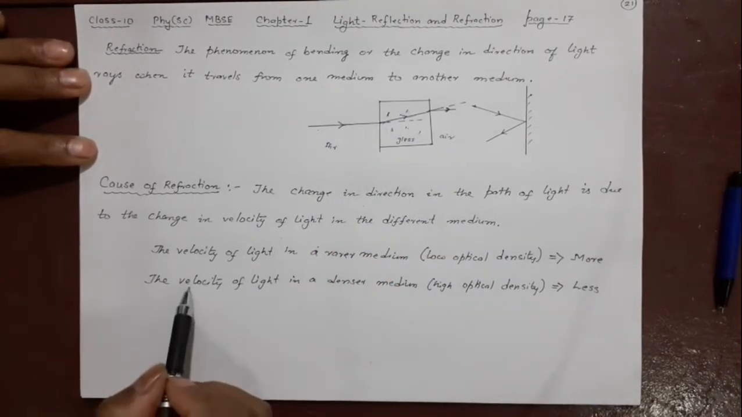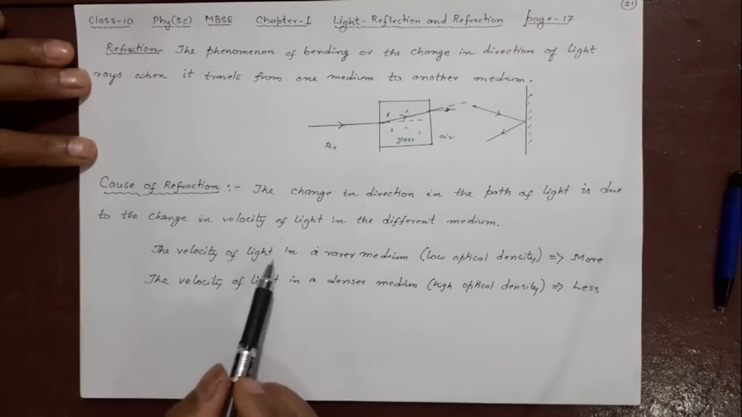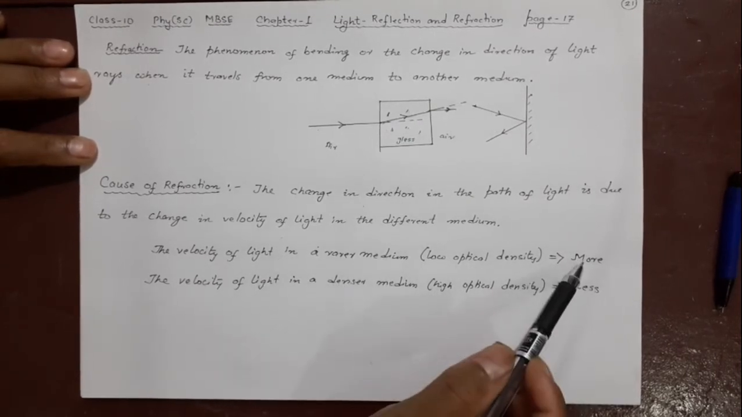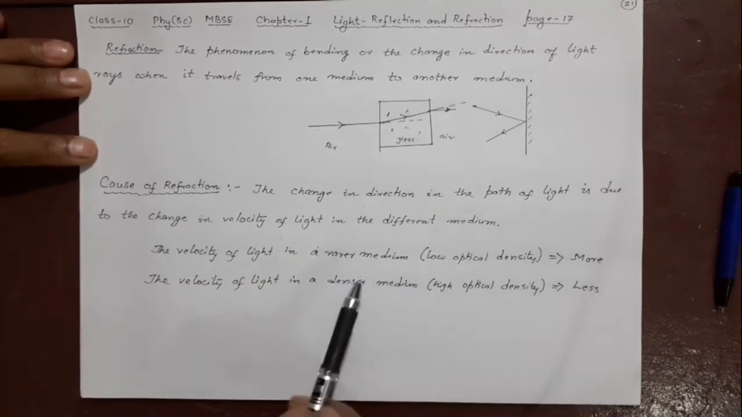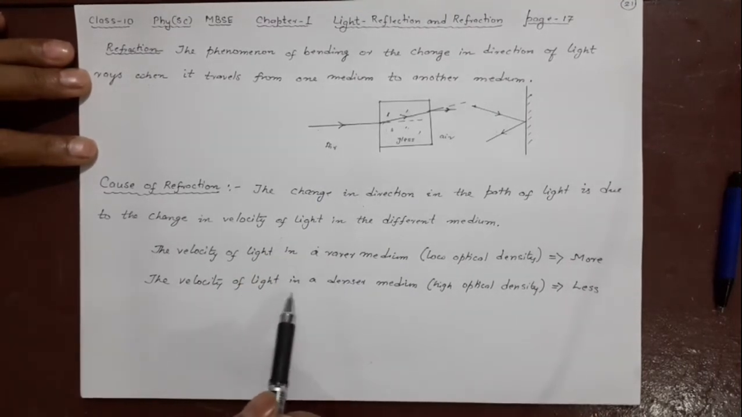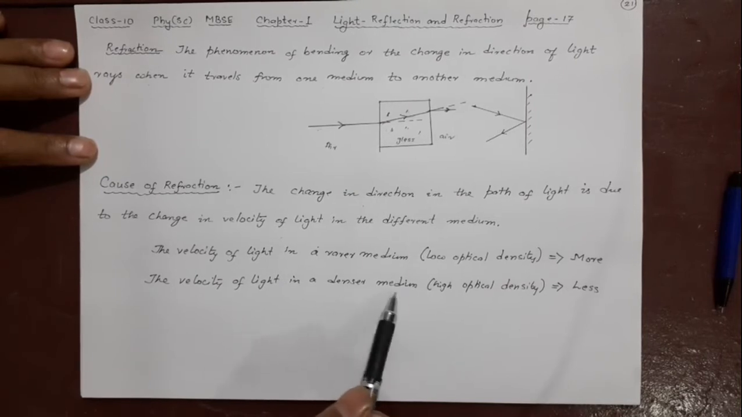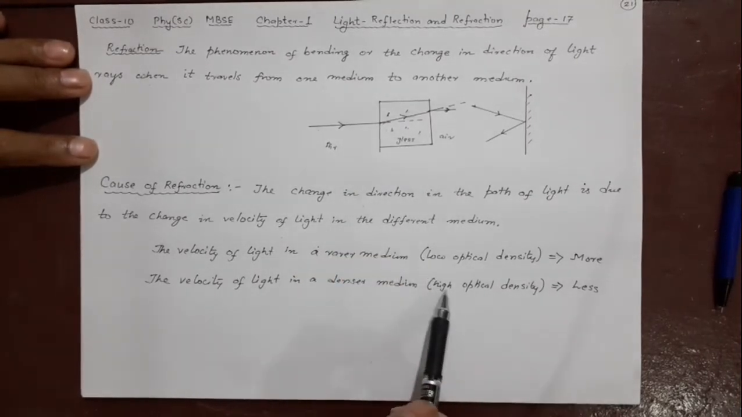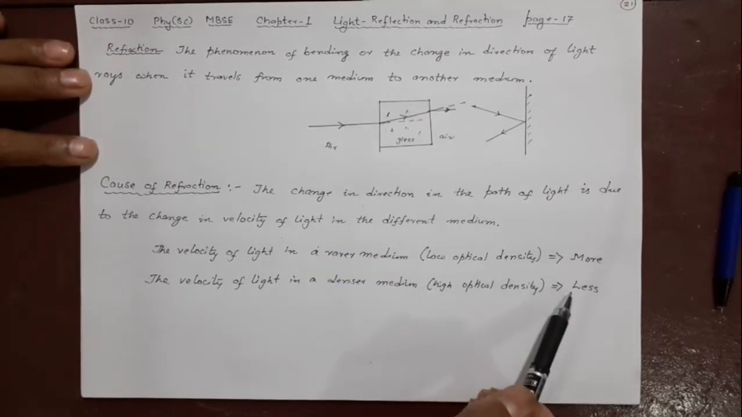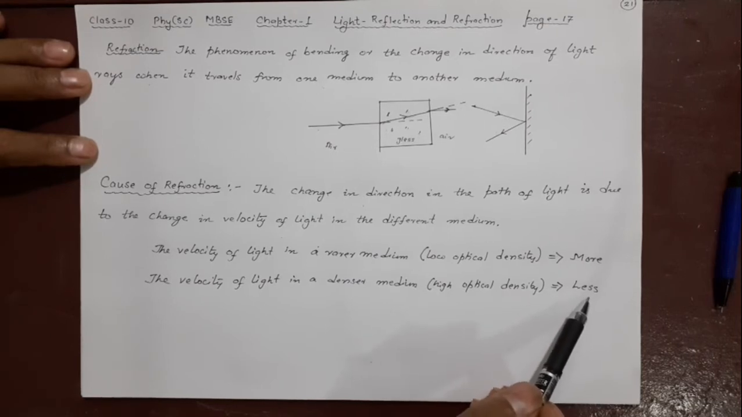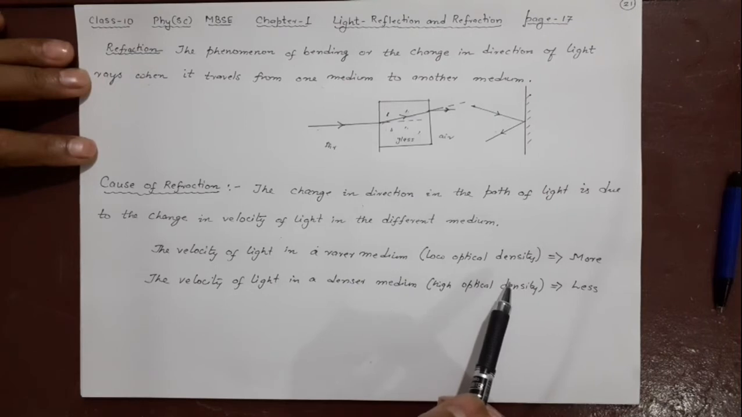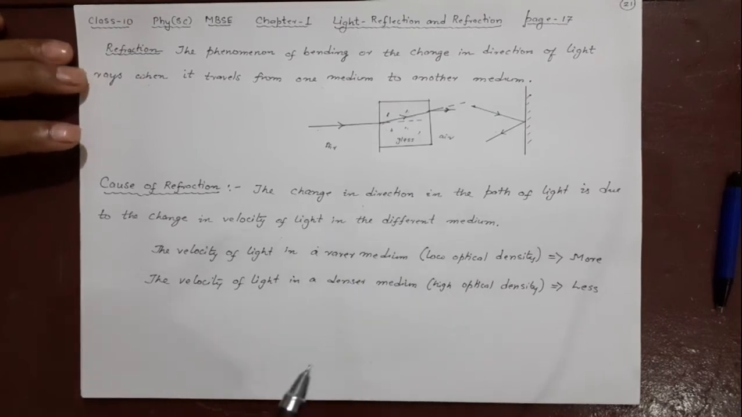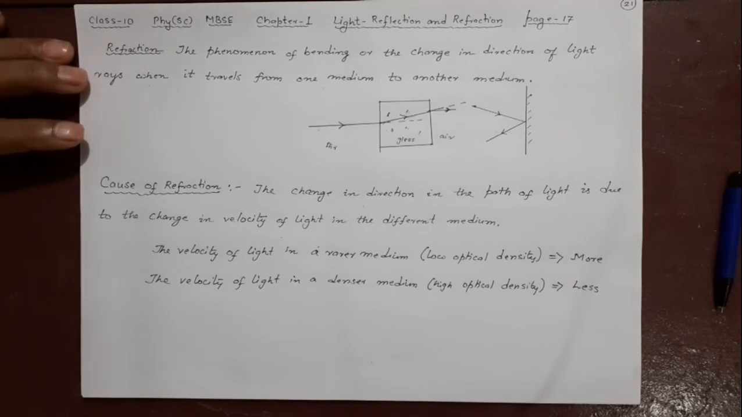Similarly, the velocity of light in a rarer medium is more, because in air it is very easy, so the velocity will be higher. The velocity of light in a denser medium, just like glass, which has high optical density, will be less. Because of that reason you will see that the light rays will bend whenever there is a change in the medium.